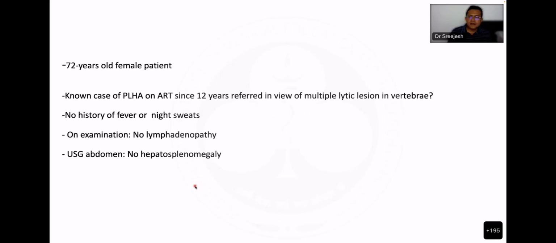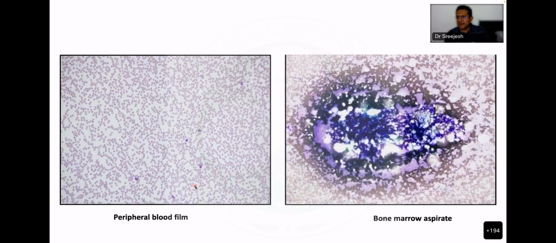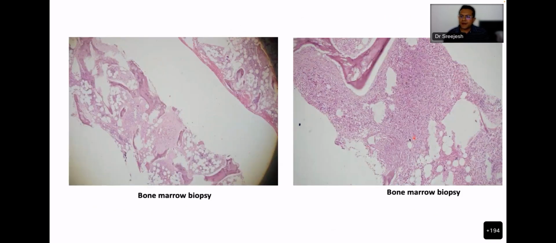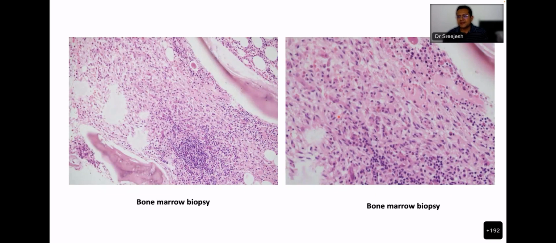So this is a 72-year-old female, PLHA, you know the full form, and this patient had lytic lesions. The patient had cytopenias, the bone marrow was aparticulate, and you can see an occasional cell. What is this cell? Anyone? Mast cell. So this is a mast cell. And in the biopsy at high power, you can see a lot of spindle cells. There are clusters of spindle cells in the biopsy, and there are some lymphoid aggregates.